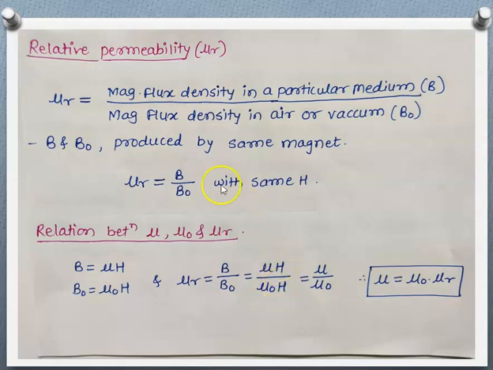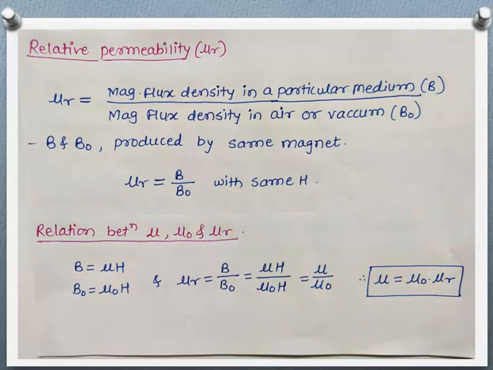H is the same, as we have seen here, so H can be cancelled. We get the value of B upon B naught equals mu upon mu naught, and we know that B upon B naught is nothing but relative permeability, so mu upon mu naught will be equal to mu r. So what is the relation between mu naught and mu r? This equation shows the relation, where mu is equal to the product of mu naught into mu r. That means absolute permeability is the product of permeability of free space into relative permeability of a material. This is the relation between these three parameters.